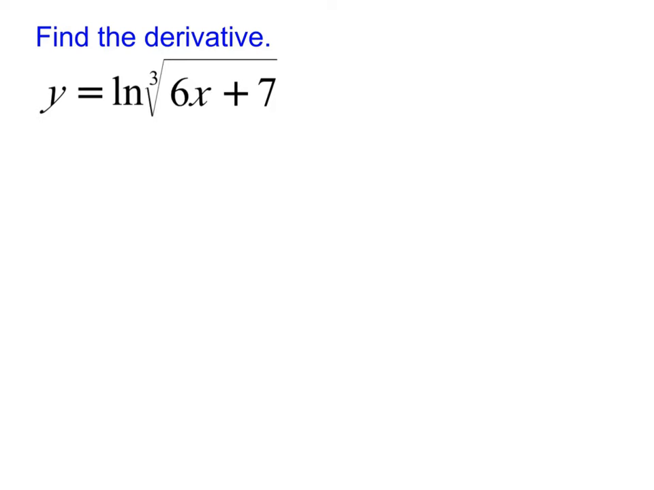But today we are going to be doing a little bit more practice with our derivatives, of course. So please go ahead and write down and then find this derivative.